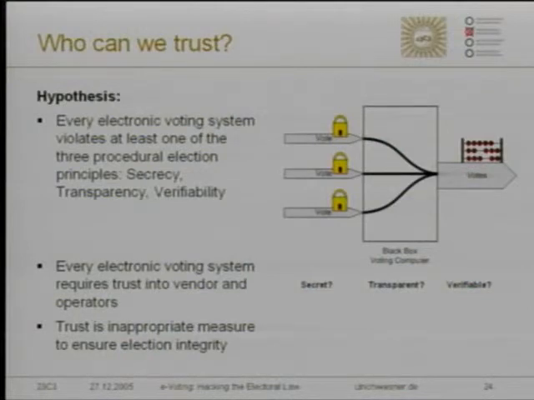We might be able to trust people in elections, but it can't be that we have to. And my hypothesis is that there's no electronic election system that violates not at least one of these procedural voting principles: secrecy, transparency, verifiability. There have been some suggestions how to make that secure, but in the end, it all puts one of these principles at risk.